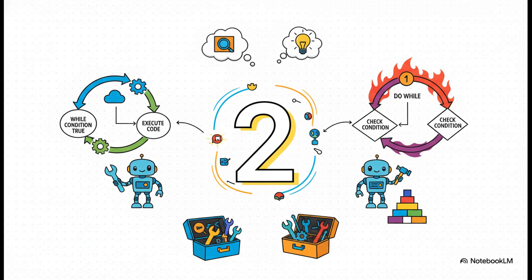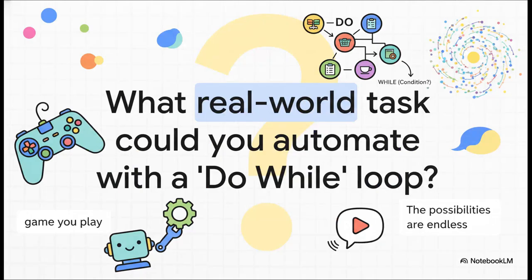And honestly, knowing which of these two powerful tools to pull out of your programming toolbox is a massive step in becoming a more effective and a much smarter programmer. You've got two different tools, each designed perfectly for a different kind of problem. So, I'll leave you with a little something to think about. What's a process in your daily life, maybe a game you play or some task you do at work, that really runs on the logic of a do-while loop? I promise, once you start looking for it, you'll see that the possibilities are literally everywhere.